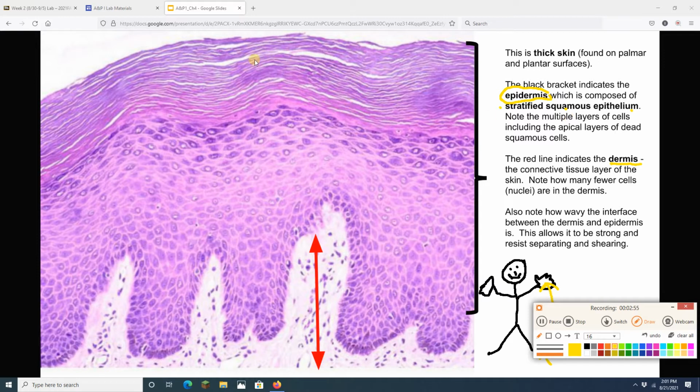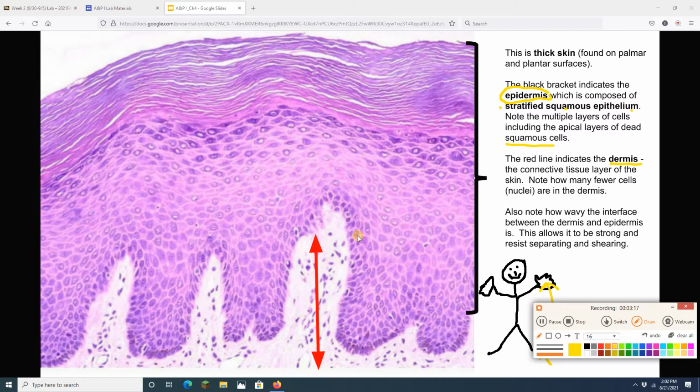Now, these dead cells on the top, it's hard to even make out their shape because they are extremely flat. And their flatness is what makes them squamous. So this is stratified squamous epithelium. It is thick, it is multi-layered, that is really good for protection.